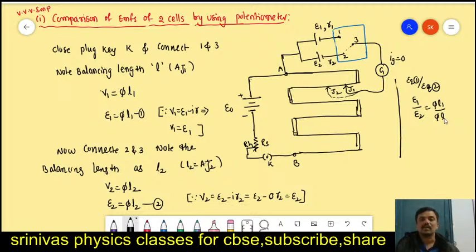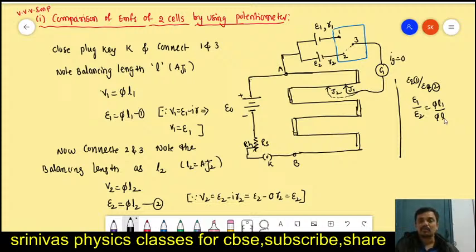For the first cell, if you connect 1 and 3, the first cell is inactive. Press the jockey at various points and note where the galvanometer deflection is 0. At a particular point J1, if the galvanometer shows zero deflection, that point's distance from the left end is the balancing length, L1. Note it: E1 equals phi L1.